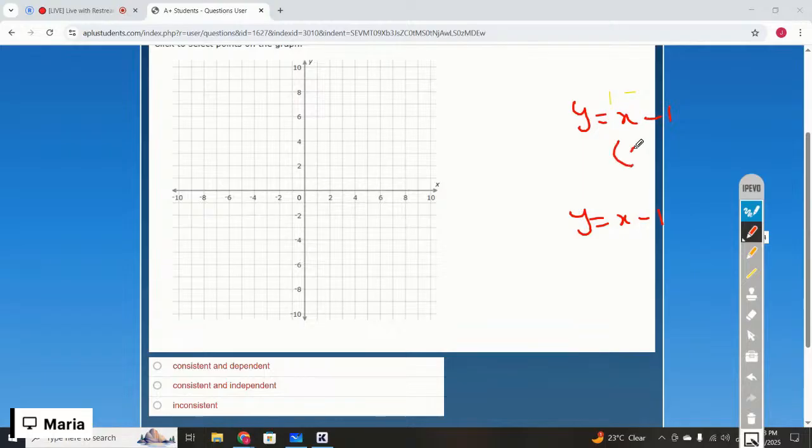So the x is 0 and y is negative 1. The slope is 1. And x is 0, y is negative 7. The slope is also 1. So x is 0, y is negative 1. The slope is 1, so move 1 point up and 1 point right. So here is the line.